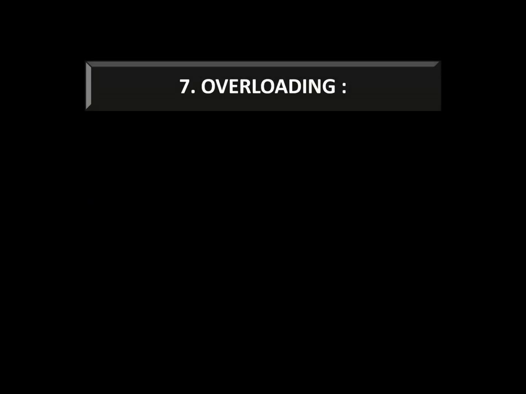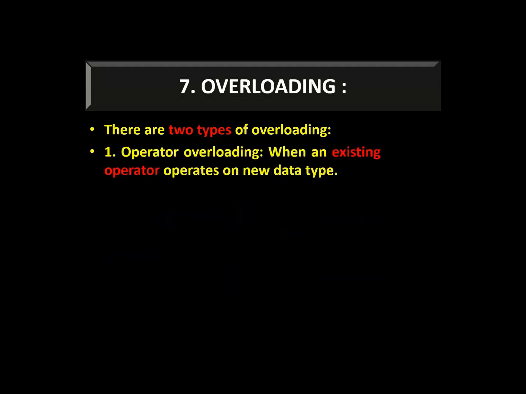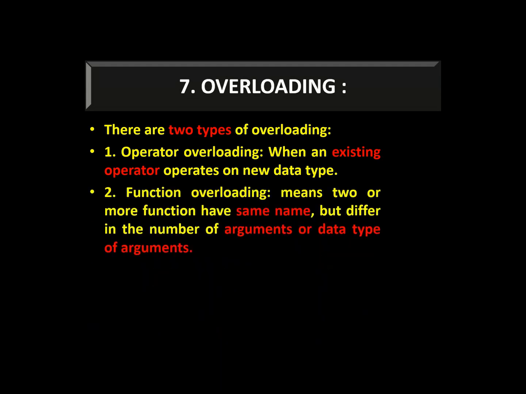Next one, overloading. There are two types of overloading. First one is operator overloading. When an existing operator operates on a new data type, it is called operator overloading. Second one, function overloading. Two or more functions having the same name but differing in the number of arguments or data type of arguments is called function overloading. Example, twins will have the same look, same color, but differ in their behavior. Dual SIM in mobile.